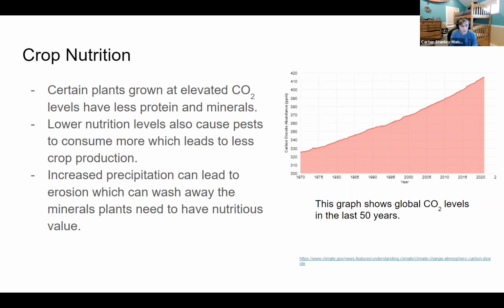All right, so climate change also affects the nutrition of certain crops. For example, at elevated carbon dioxide levels, certain crops will have less protein or nutrients in them. As a result of this, it causes certain pests to have to eat more of the crop to sustain themselves, which leads to less production. And also, increased precipitation can wash away some of the soil, which can also take away some of the nutrients in the soil that the crops need.